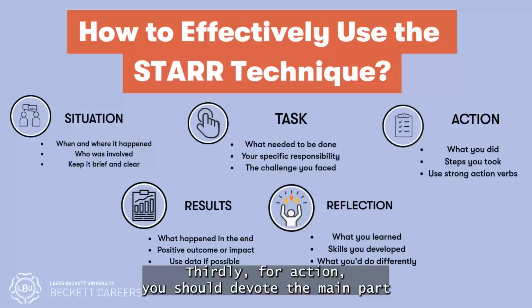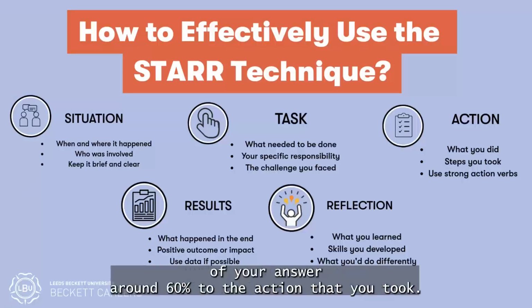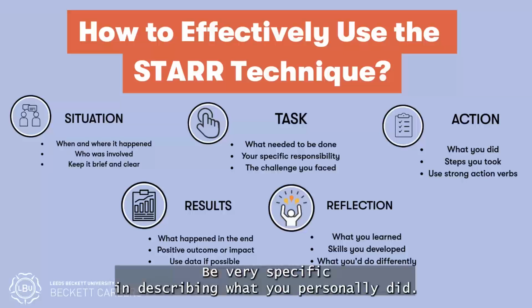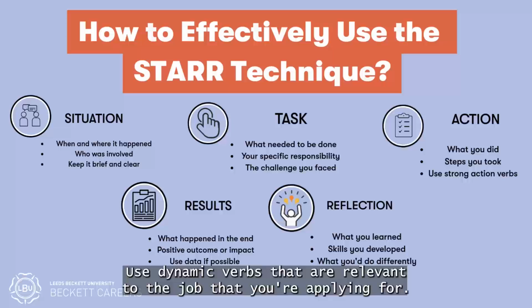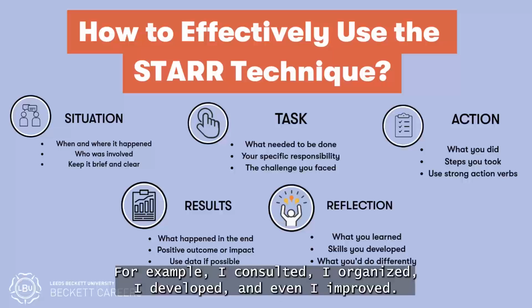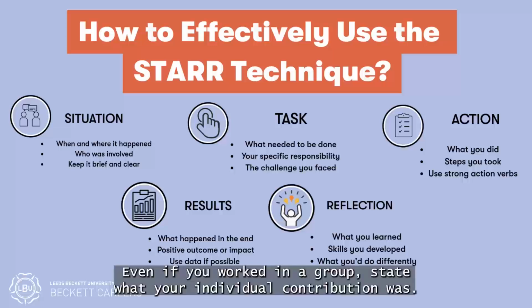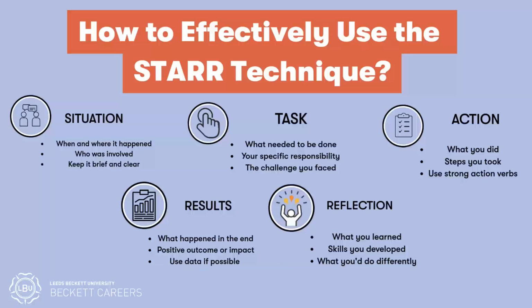Thirdly, for action, you should devote the main part of your answer, around 60%, to the action that you took. Be very specific in describing what you personally did. Use dynamic verbs that are relevant to the job that you're applying for. For example, I consulted, I organised, I developed, and even I improved. Even if you worked in a group, state what your individual contribution was.